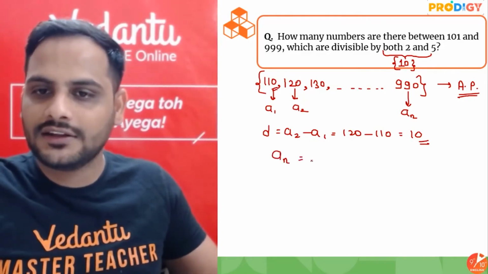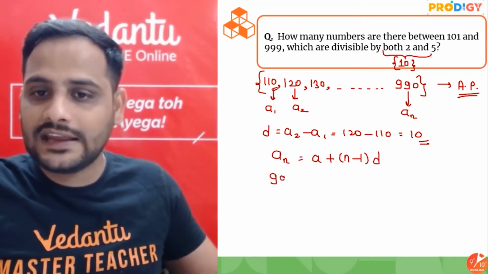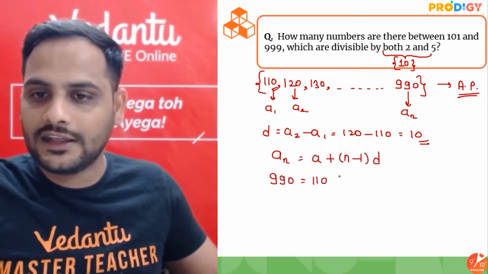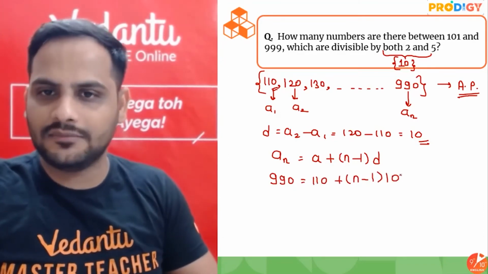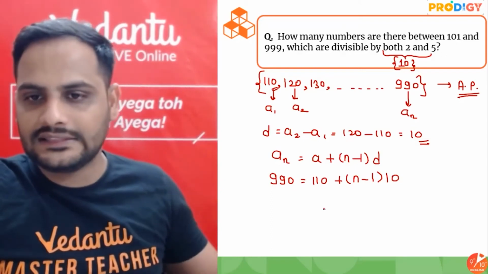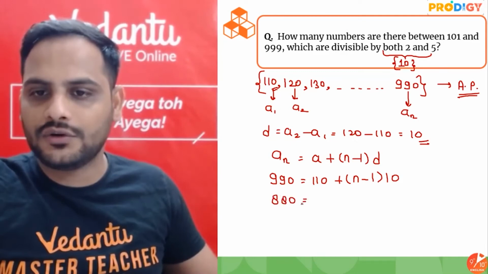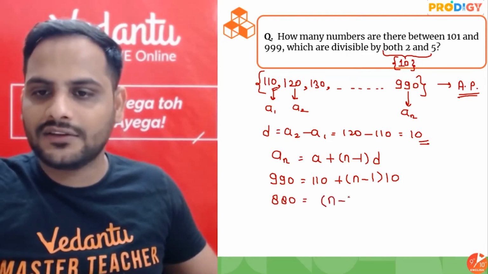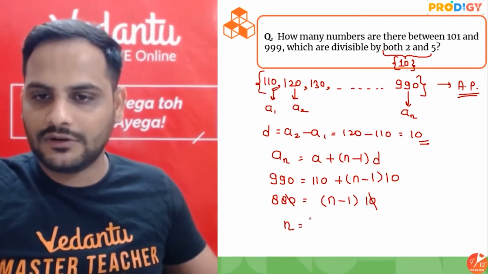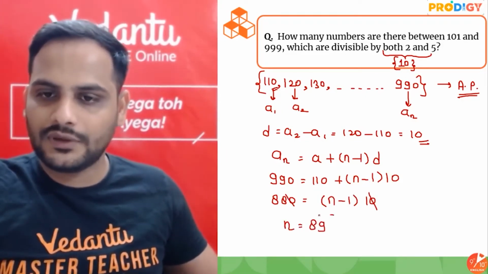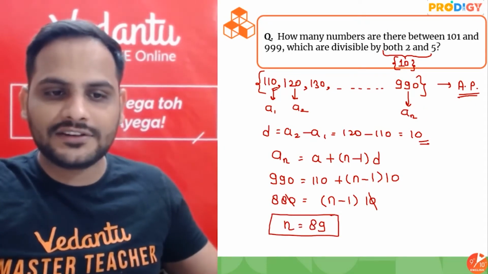I know an is equal to a plus n minus 1 into d. So 990 is equal to 110 plus n minus 1 into 10, to get the value of n, because I have taken 990 as the nth term. Shift it over there, and you'll get 880 is equal to n minus 1 by 10. The 0 and 0 got cancelled. Shift minus 1 over there and it will become plus 1. So n is equal to 89. That means 990 is the 89th term.